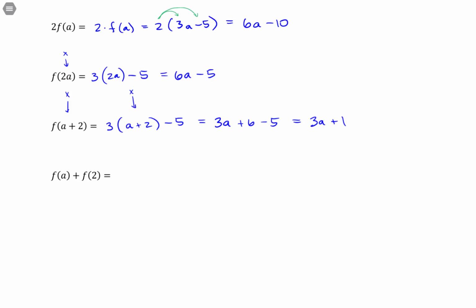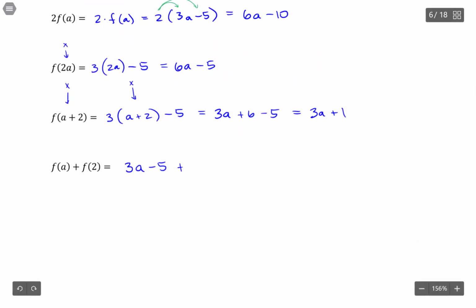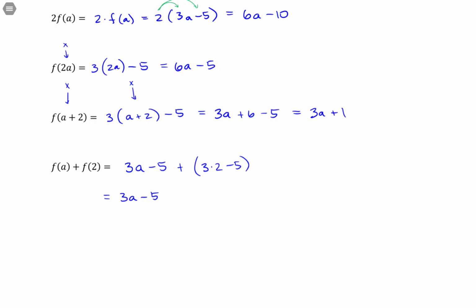Now lastly, f of a plus f of 2 is going to be the function f evaluated at a, and we've already seen that that is 3a minus 5. So just using the result from the first question. Now we need to add to that f of 2. So the function evaluated at 2, which would be 3 times 2 minus 5. So we have 3a minus 5. 3 times 2 is 6. 6 minus 5 is 1. So then we would add 1 to the result, and that gives me 3a minus 4.